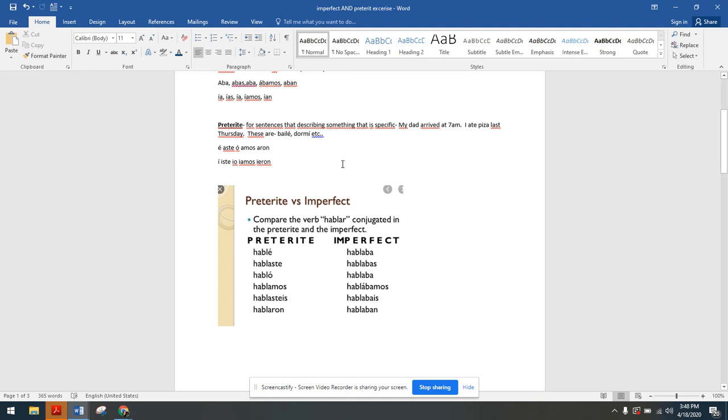We haven't talked about the preterite tense in a while. The preterite tense, those are the ones that we did back in January, and they were sentences that were very specific, that kind of ended. Like, everyone, guess what? My dad arrived at 7 p.m., or my dad arrived at 7 a.m. I ate pizza last Thursday. So remember the -é, -aste, -ó, -amos, -aron, -í, -iste, -ió, -imos, -ieron. Those are the preterite tenses.